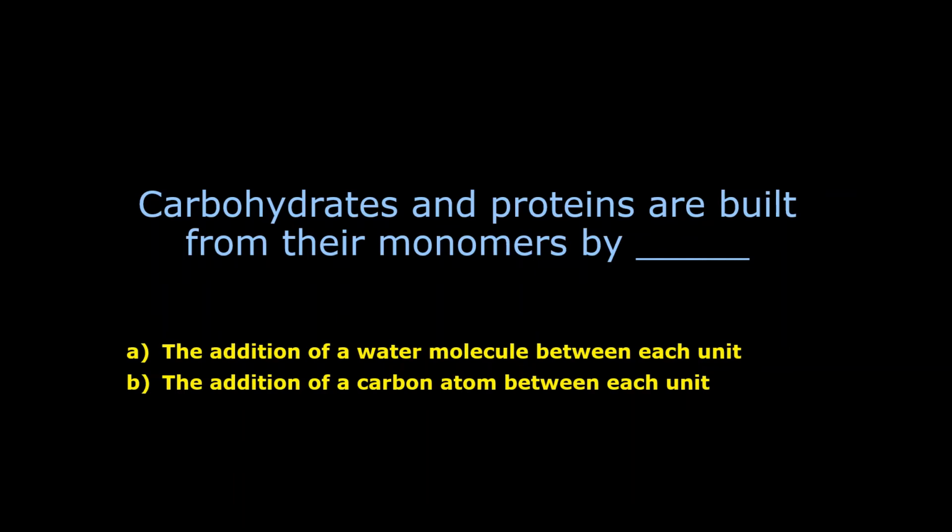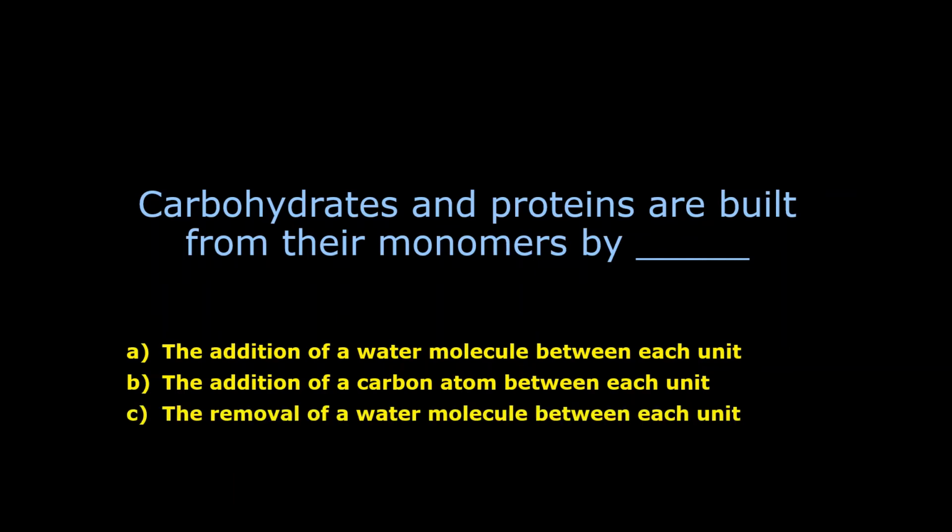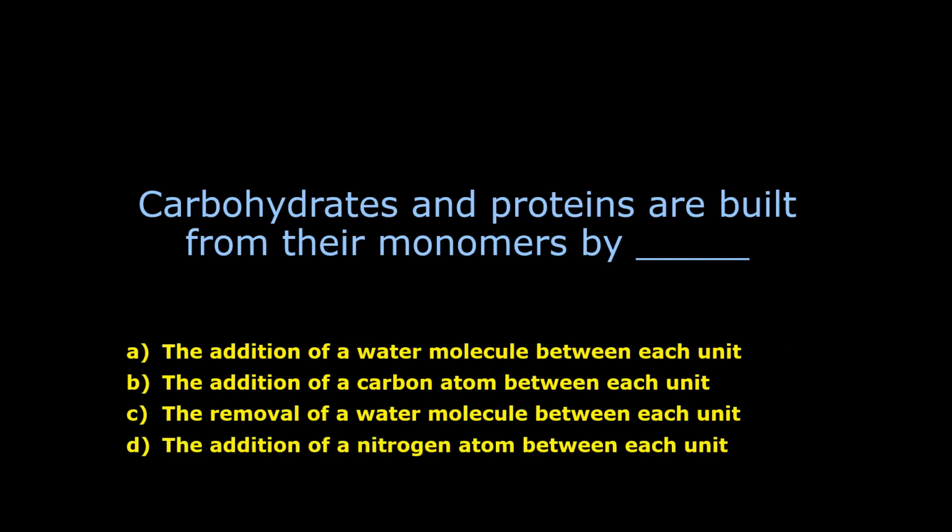The addition of carbon between, no, that's a silly answer. We didn't talk about that in any way, shape, or form. It's a bogus choice. The removal of water. Aha, there we go. We know we can do anabolism. We know we can do building from monomers by dehydrating the system. So dehydration synthesis. That looks like a really good choice. And the addition of nitrogen between each unit. No, that doesn't make sense at all either. So we hope it's C because that's the only one that is logically correct. And it is.